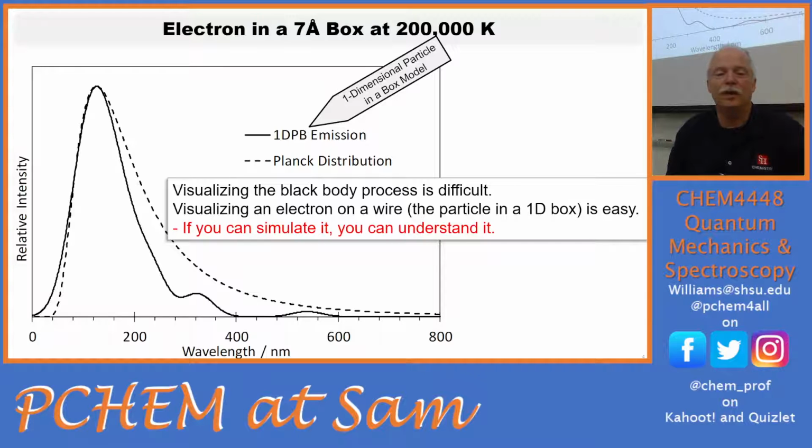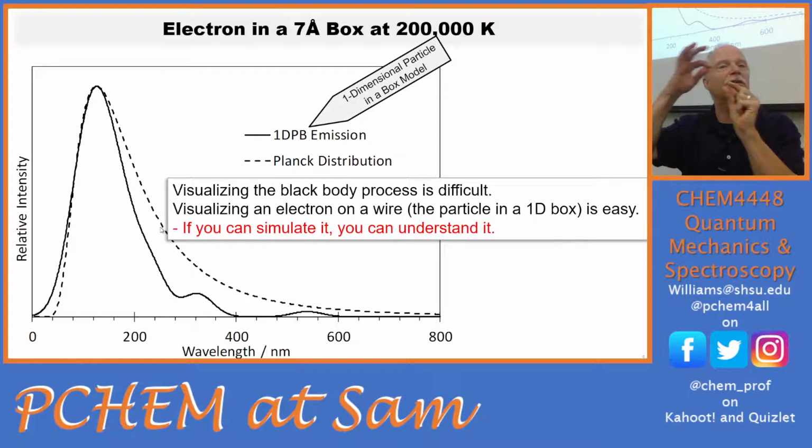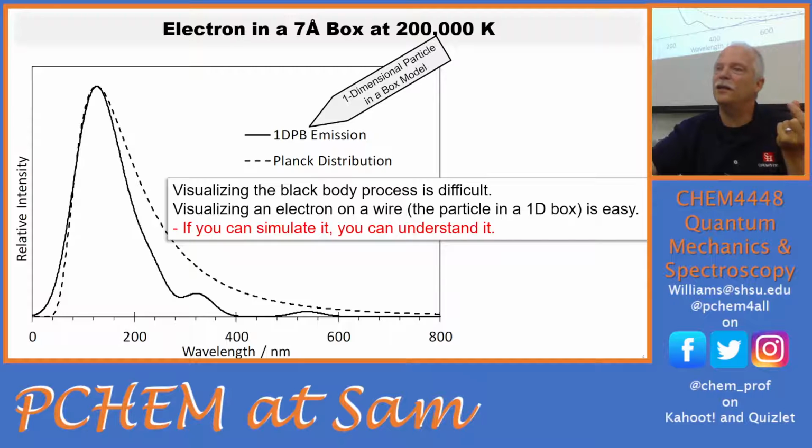So that's pretty cool. I have a few little humps down here, so it looks like I have 3 peaks here, but there's almost 50 peaks underneath this curve. And so what we're doing is we're simulating this blackbody curve with a particle in a box, that electron on a wire.